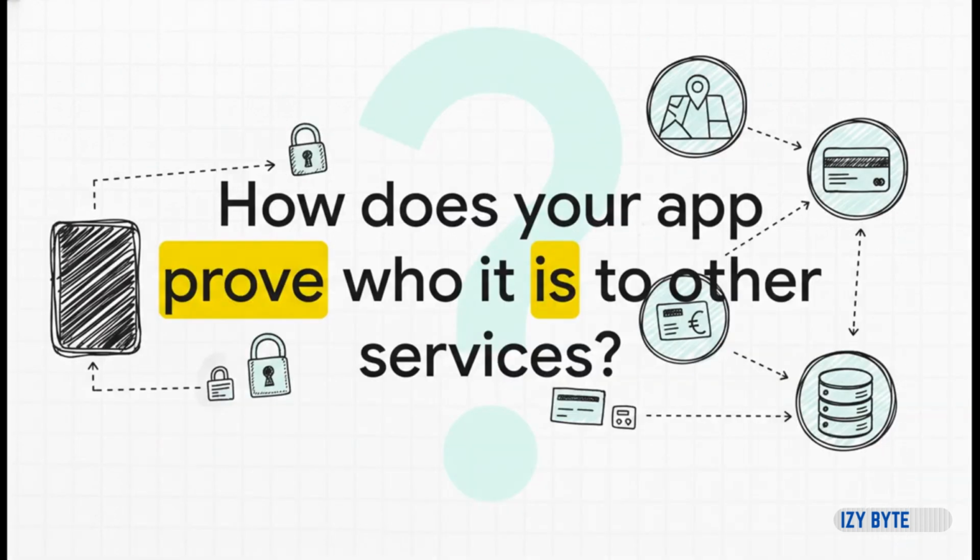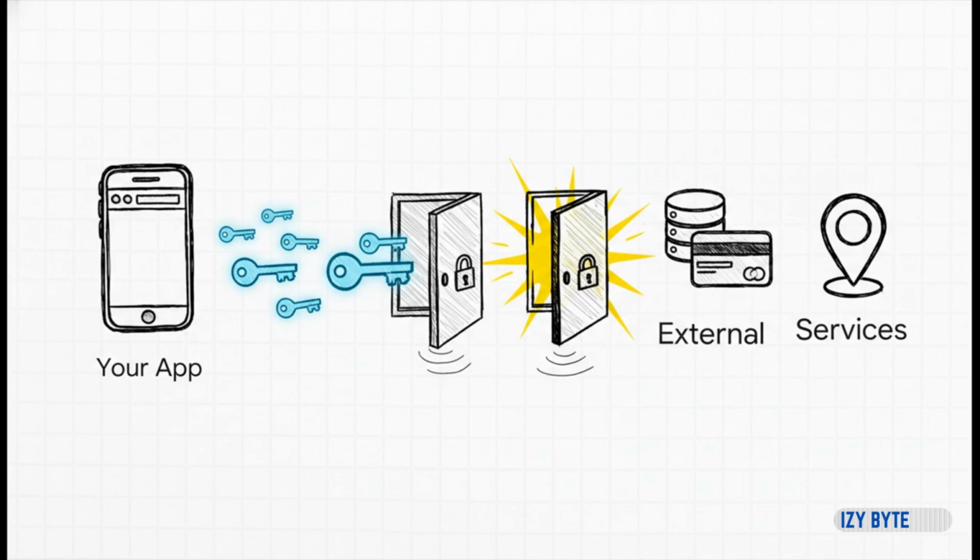Just think about it for a second. Your app probably needs to connect to all sorts of things, right? Mapping services, payment gateways, databases, you name it. But it can't just walk up and ask for data. It has to show some ID, some kind of credentials to prove it's allowed in. So how does it actually do that? Well, it does it with special digital keys.